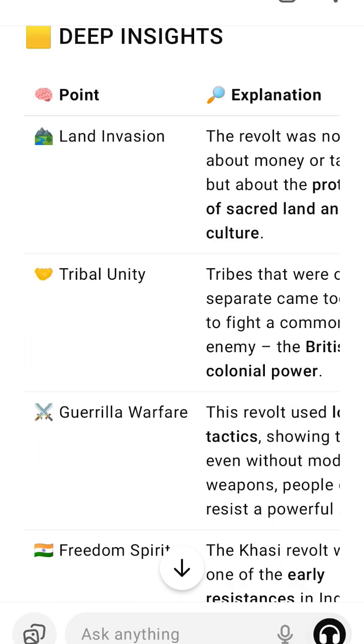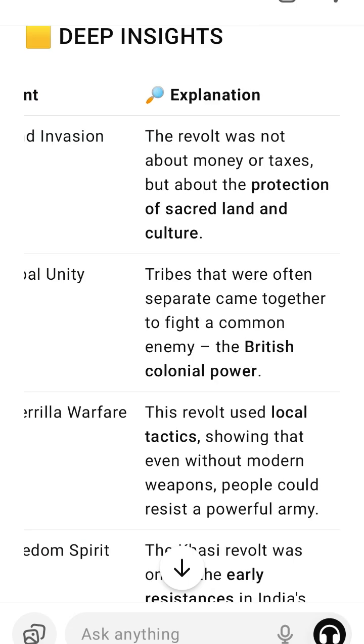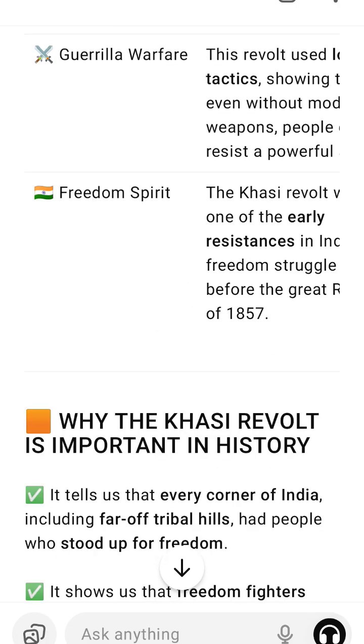The British had guns, cannons and well-trained troops, better supply chains and modern military tactics. Despite this, the revolt continued for a long time because of the bravery and determination of the tribal fighters.